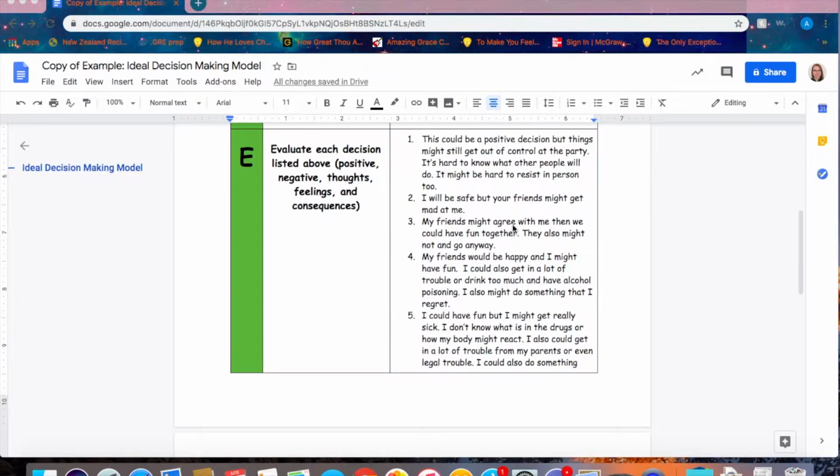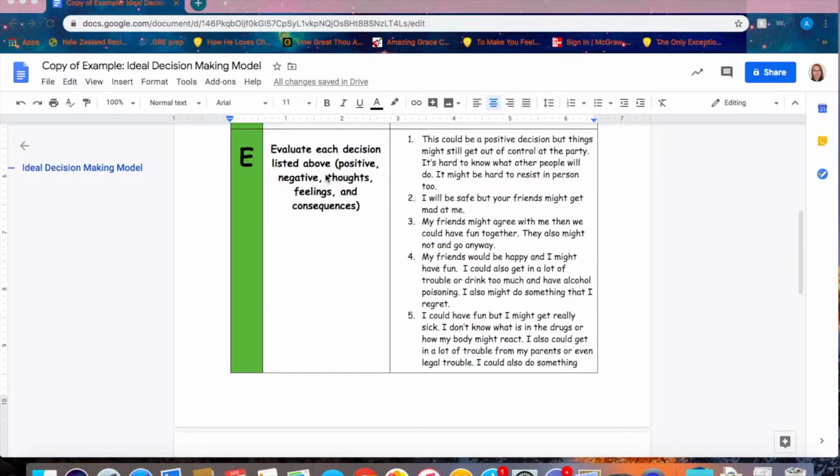Okay, so let's evaluate each of the decisions listed above. Number 1, going to the party and not drinking, or not participating in any substances, this could be a positive decision, but things might still get out of control at the party. It's hard to know what other people will do. It might be hard to resist in person too. So these are just some thoughts I had about that.